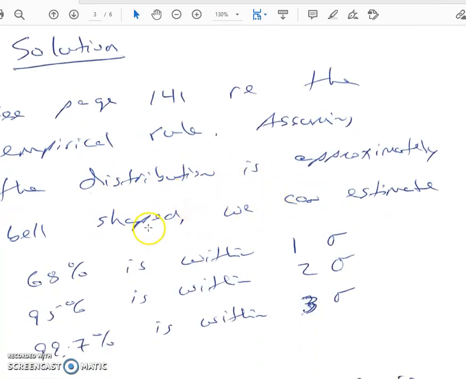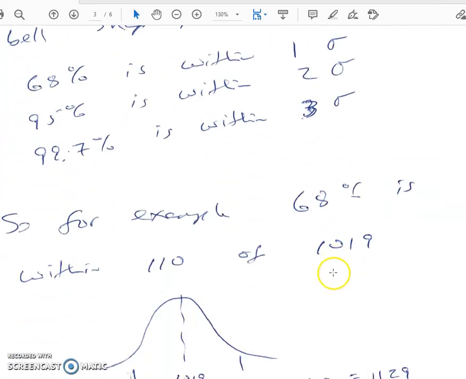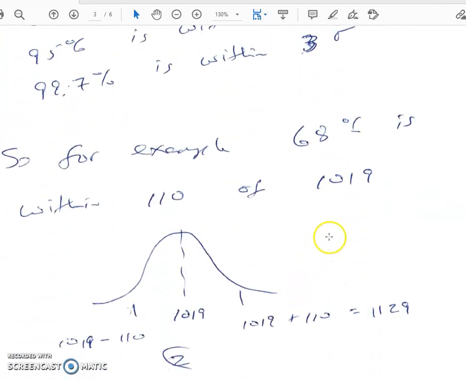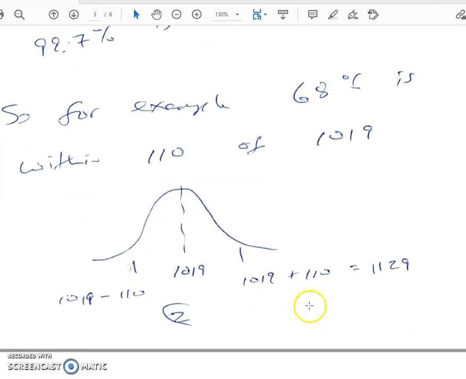You assume that it's approximately bell-shaped, but this is what we know. Okay. 68% is within 1 sigma, 95% is within 2 sigma, and so forth. So for our problem, the standard deviation is 110. If 1019 is our mean, 1019 plus 110, that's 1129. That's what we're looking for. That was the call of the question: what is above 1129?